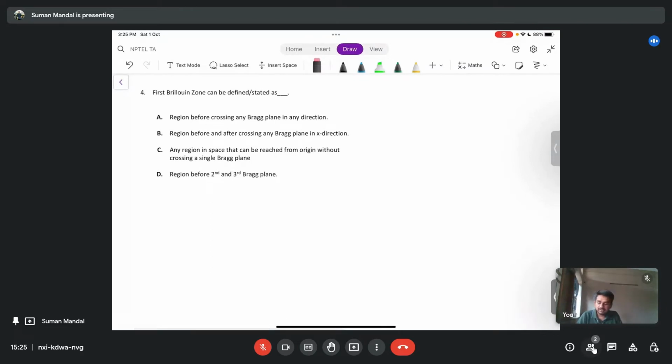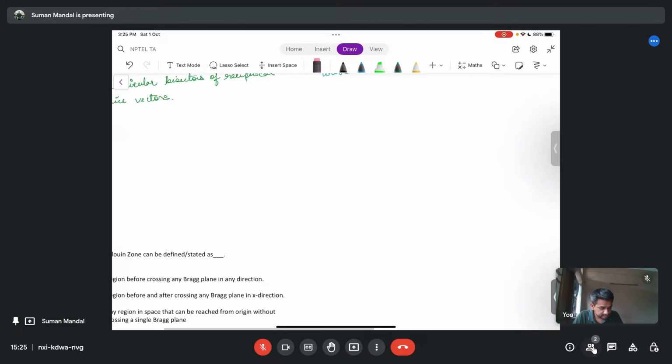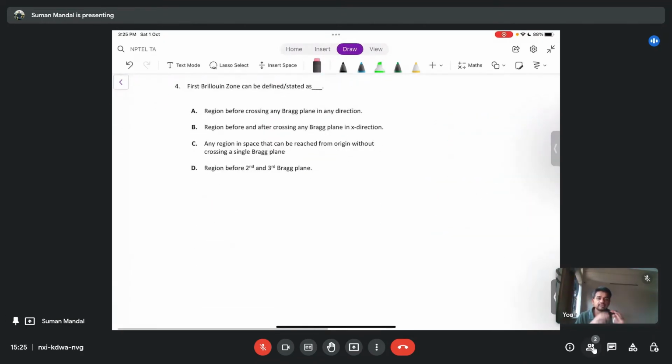Okay, so we'll move on to the next question. The first Brillouin zone can be defined or stated as: the region before crossing any Bragg plane in any direction; the region before and after crossing any Bragg plane in x direction; any region in space that can be reached from the origin without crossing a single Bragg plane; or the region before the second and third Bragg plane.